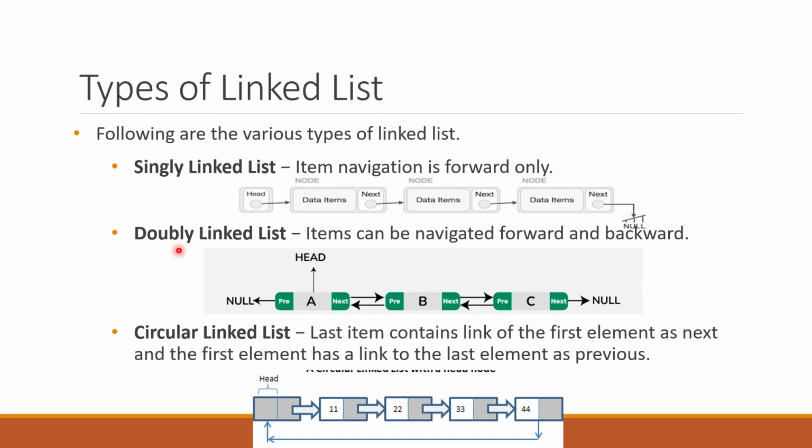In a doubly linked list, items can be navigated forward and backward. In a doubly linked list, each node has information about a previous node as well as a next node. In a circular linked list, the last item contains a link to the first node as next, and the first element has a link to the last element as a previous node. In this representation of a circular linked list, the last node has the address of the first node.